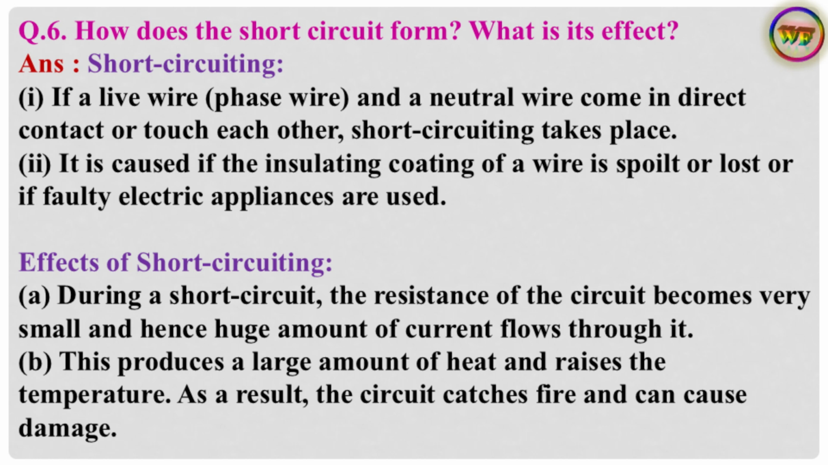Question 6. How does the short circuit form? What is its effect? Answer. Short circuiting. Point 1. If a live wire, phase wire, and a neutral wire come in direct contact or touch each other, short circuiting takes place. Point 2. It is caused if the insulating coating of a wire is spoiled or lost, or if faulty electric appliances are used. Effects of short circuiting.